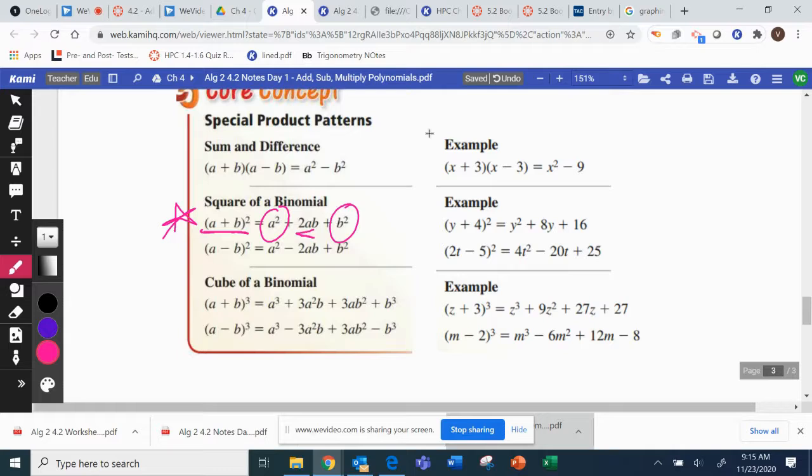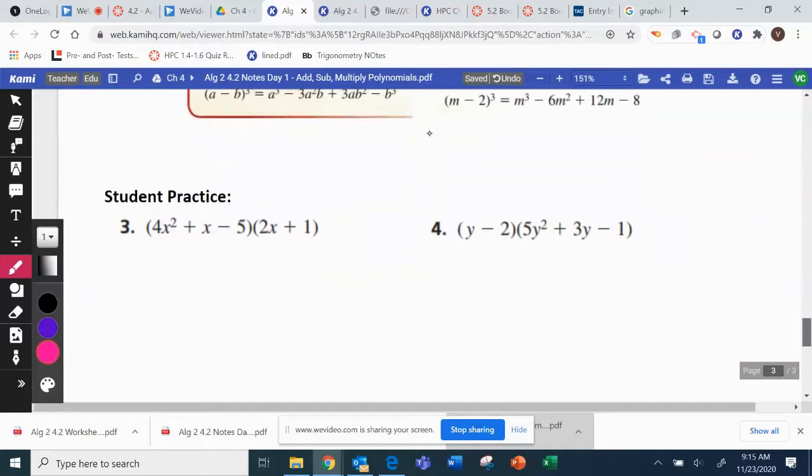Another one, sum and difference. If you've got one a plus b and one a minus b, if you do the distributive property or the box method, the middle terms will always cancel out, and you'll be left with a squared minus b squared, which when we were factoring was called difference of squares. So these are patterns where if you recognize them, you can use them, but they are not crucial to passing this class. If you don't learn the patterns, that's not a big deal.